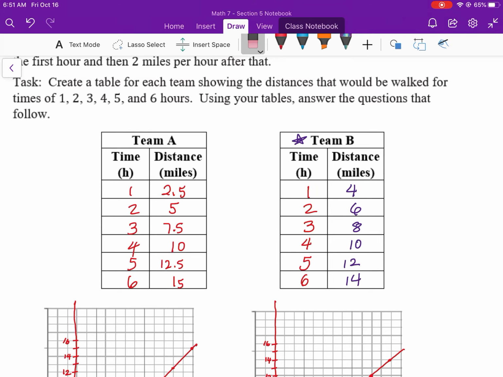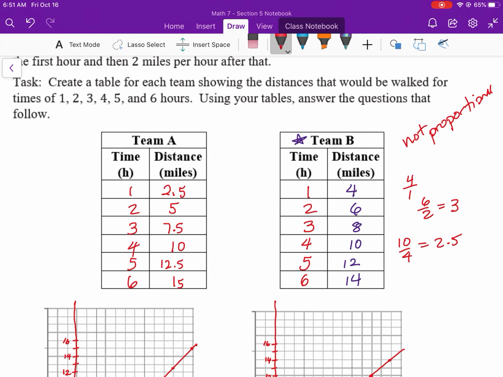You did at Team B, but notice the first hour you walked 4. So this first one, you did 4 in an hour. The next one was 6 over 2. That's 3, right? They're not the same. 10 divided by 4, isn't that 2.5? So these are not the same ratio. They're not the same unit rate. So this is not proportional.